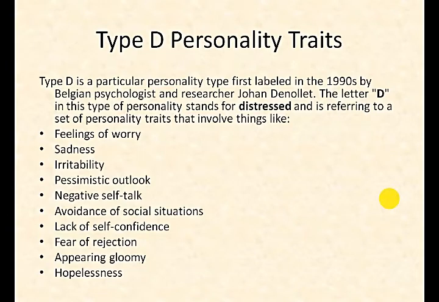Type D personality traits. Type D is a personality type first labeled in the 1990s by the Belgian psychologist and researcher Johan Denollet. The letter D in the type of personality stands for distressed and refers to a set of personality traits that involve feelings of worry, sadness, irritability, pessimistic outlook, negative self-talk, avoidance of social situations, lack of self-confidence, fear of rejection, appearing gloomy, hopelessness.